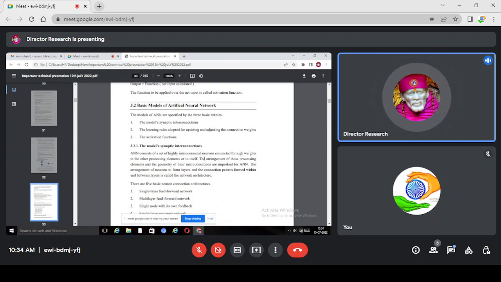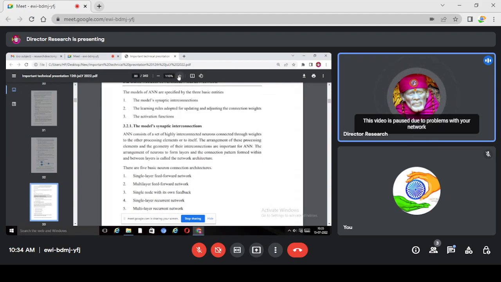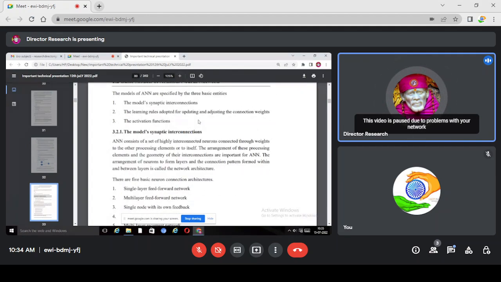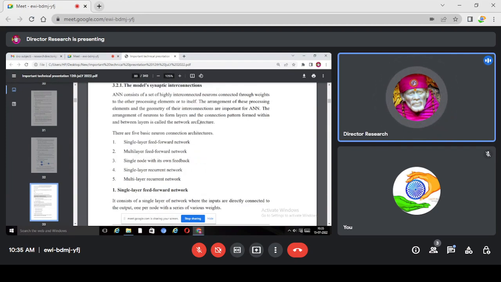Basic models of artificial neural network. The models of artificial neural network are specified by three basic entities. What are the three basic entities? The first is the model's synaptic interconnections. The second is learning rules adapted for updating and adjusting the connection weights. The last one is activation functions.